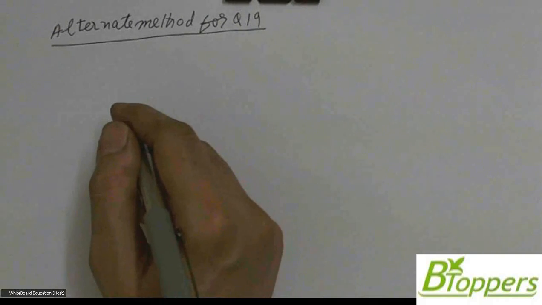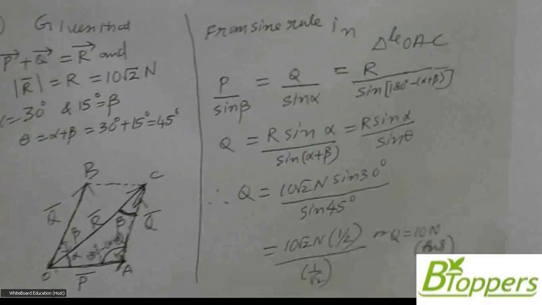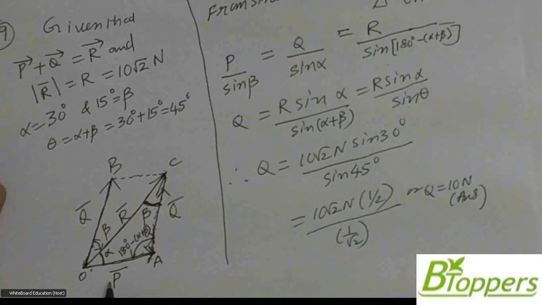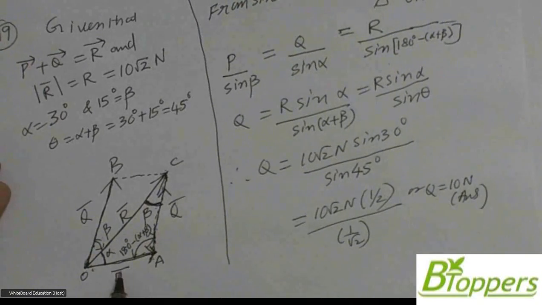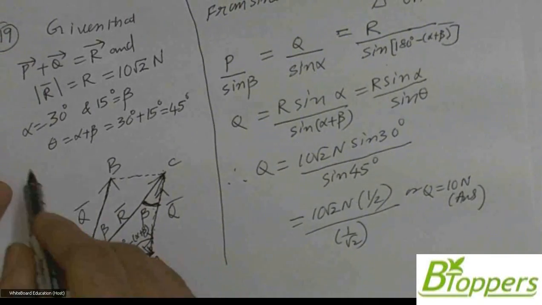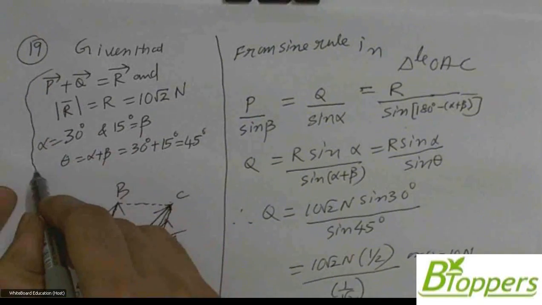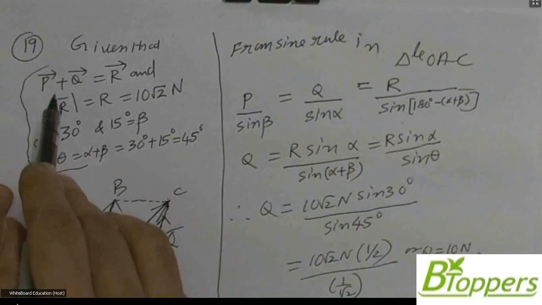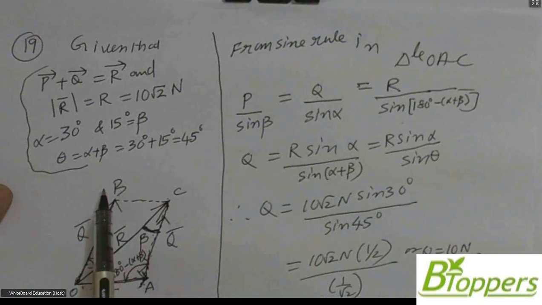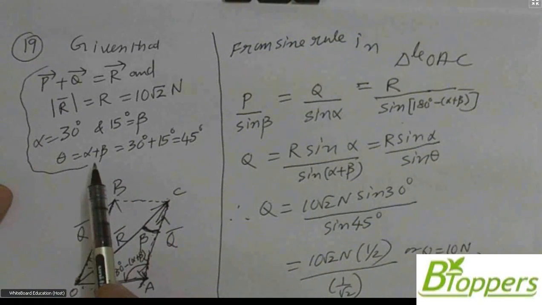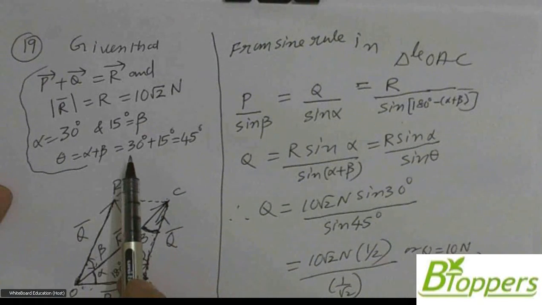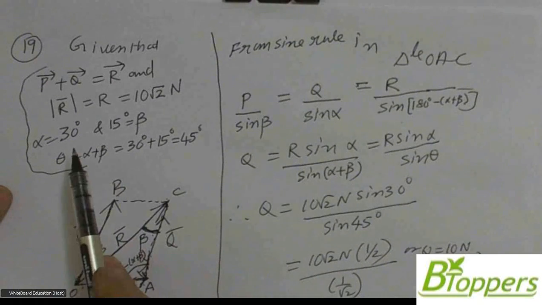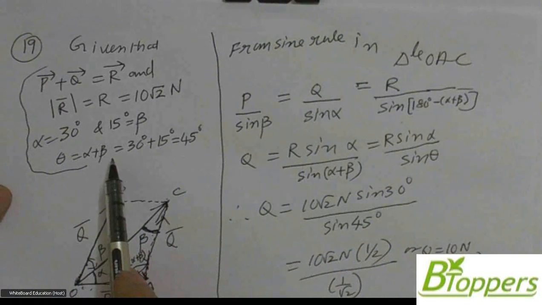So you look at the diagram I have drawn in the earlier method. Of course, this diagram should be drawn again even in this method. Up to this, you have to write the same steps even for the alternate method. That is, the angle theta between P bar and Q bar can be written as alpha plus beta. That is equal to 30 degrees plus 15 degrees equal to 45 degrees. So alpha is given to be 30 degrees.